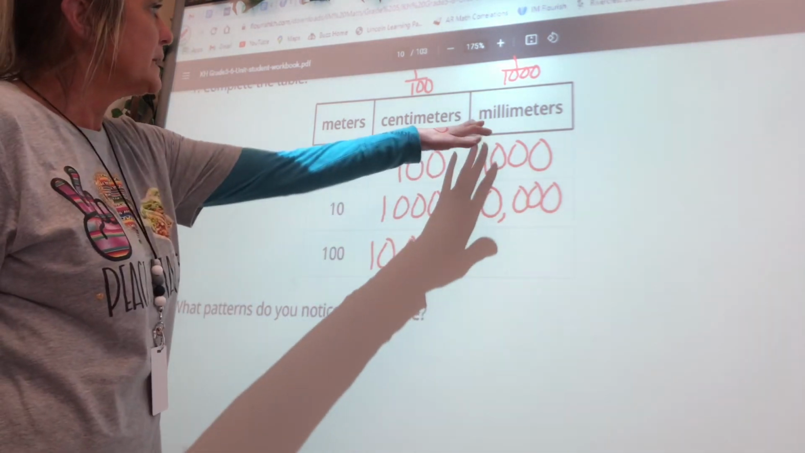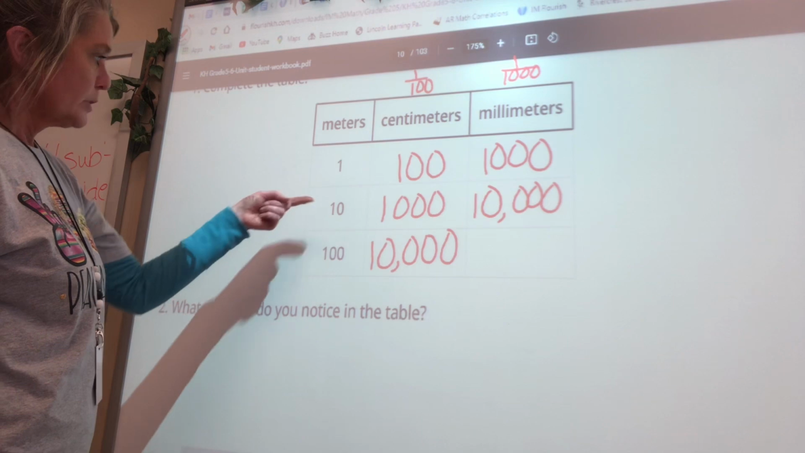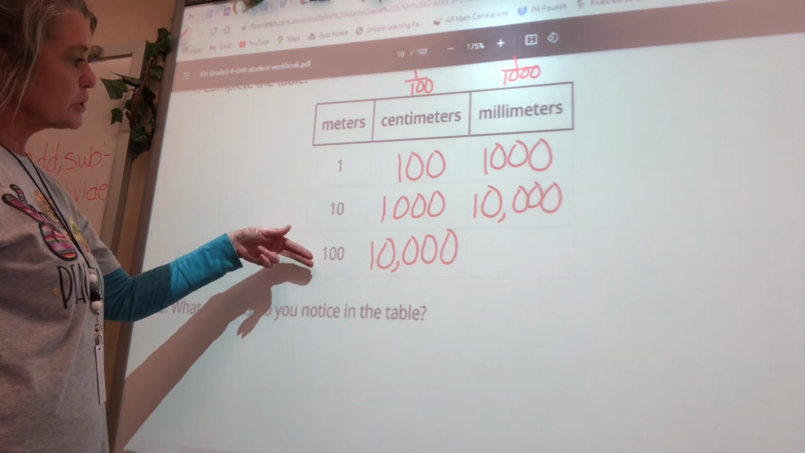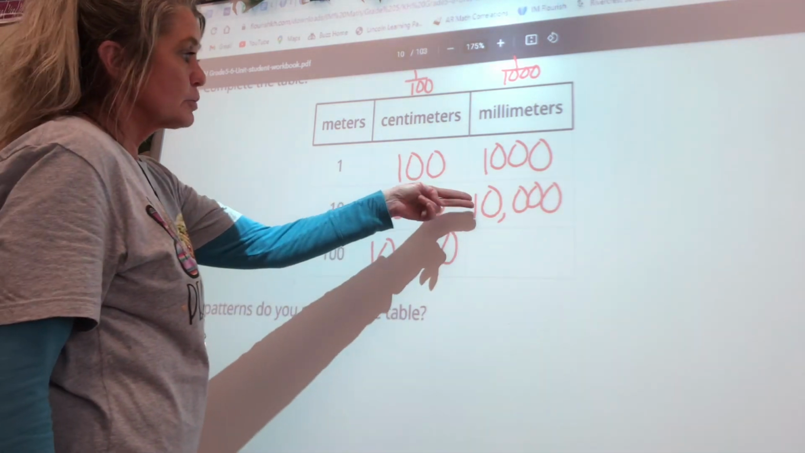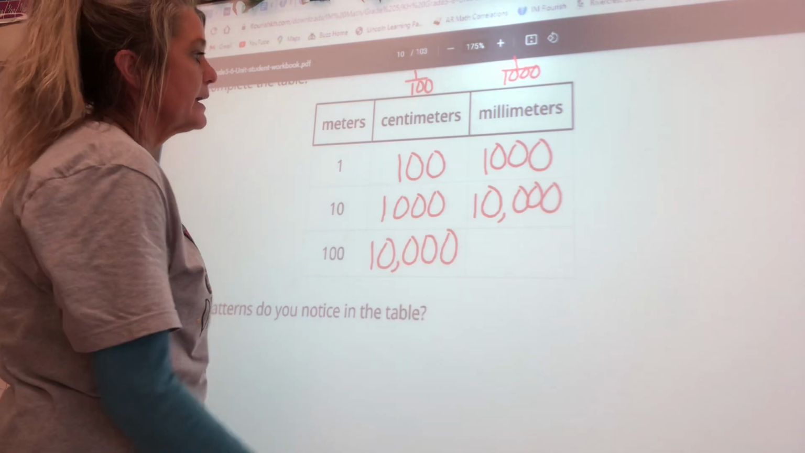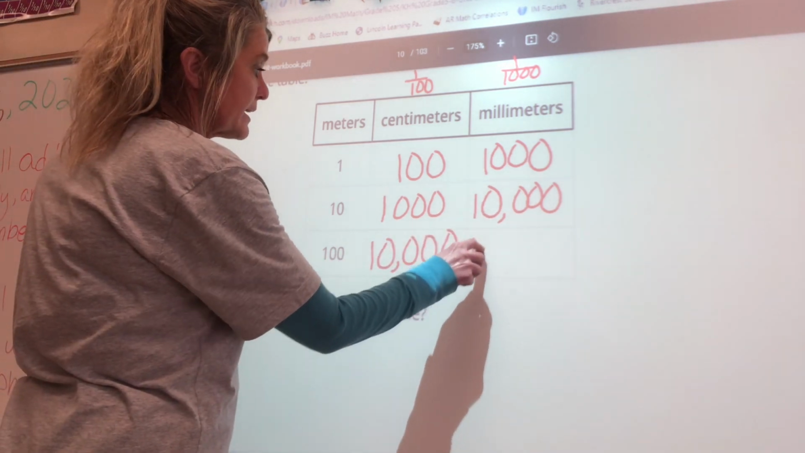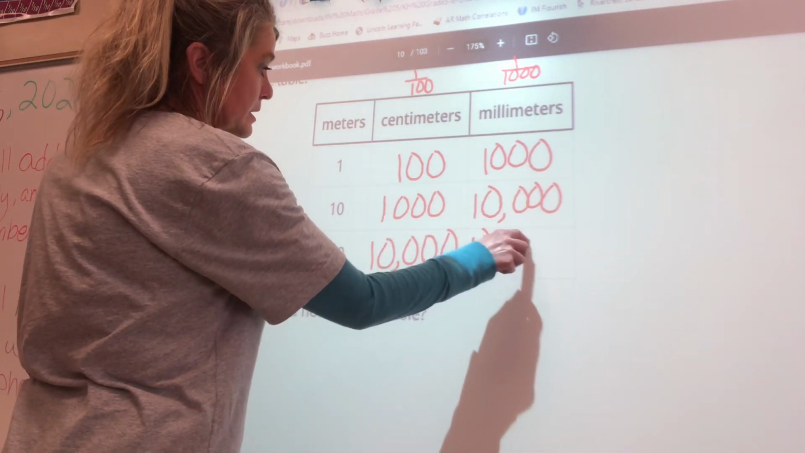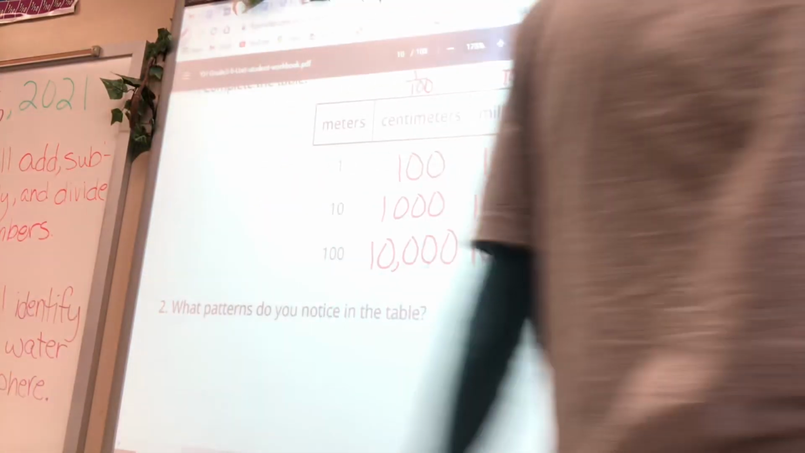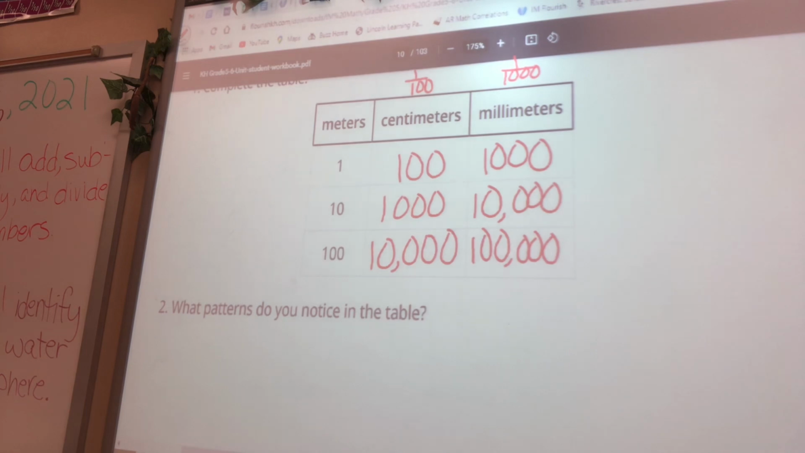Okay, and then millimeters. We already said that 100 is 10 times greater than 10. So if this was 10,000, then it would be 10 times greater. And 10 times greater than 10,000 is 100,000. Okay?